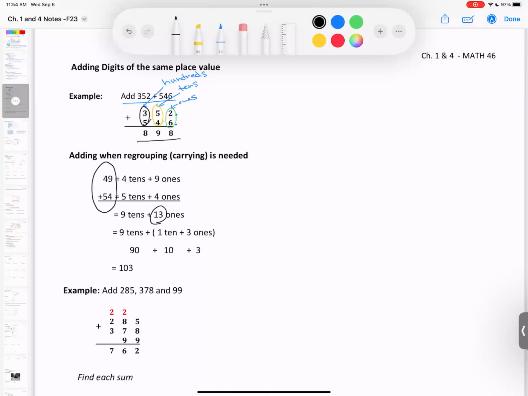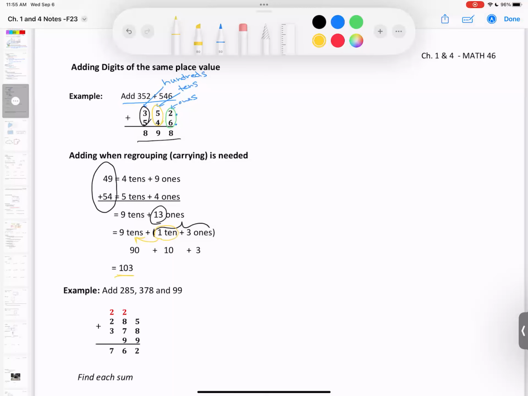We know we can't have 13 ones. The highest our place value can go is 9. So at that point, what you would do is regroup that 13, because 13 is the same thing as 1 ten and 3 ones. Now that 1 ten, we can move over into our tens group. So we had 9 tens, and now we're going to have another group of tens, leaving us with 103.